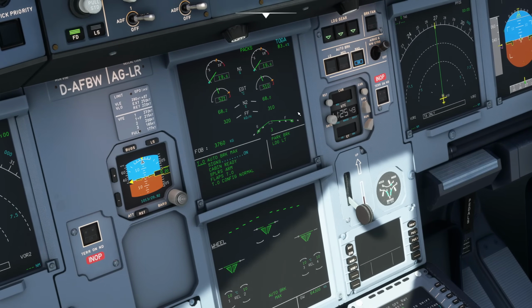So let's discuss what we're actually talking about here. The slats and flaps are obviously a key part of any aircraft. They are used to increase the lift off of the wing and also allow us to fly slower and still produce lift on the wing.